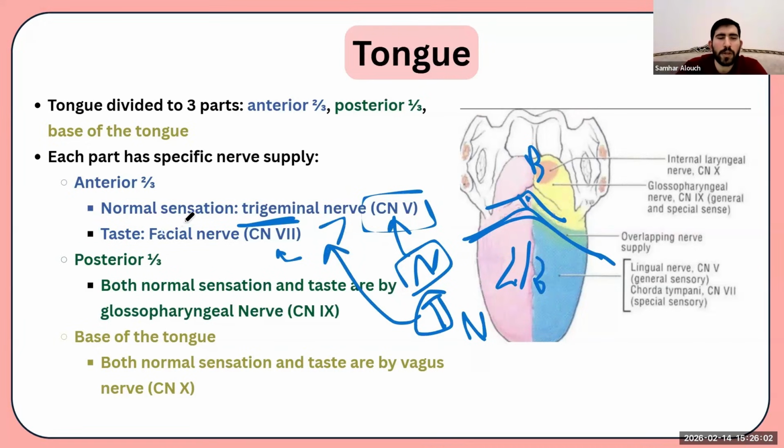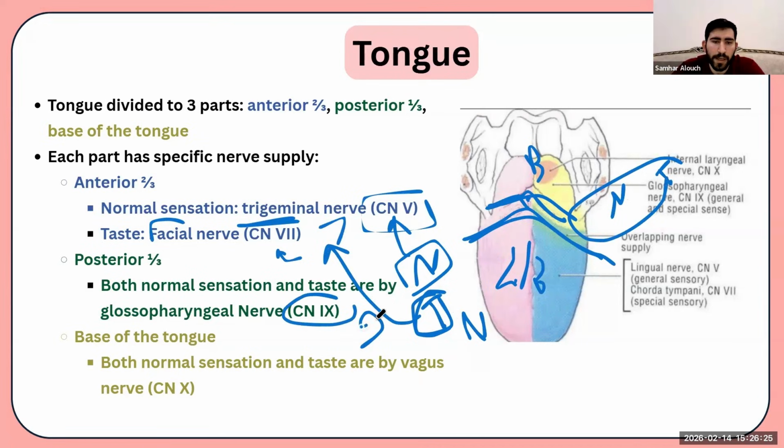Okay? If you want a mnemonic to memorize why facial is for the taste, once you taste something like bad or sour, your facial expression will change. That's why the facial nerve is the one responsible for the taste. Okay, now let's talk about the posterior 1/3. The posterior 1/3 also has normal sensation and taste sensation. Both of them are by the glossopharyngeal nerve or cranial nerve number 9.